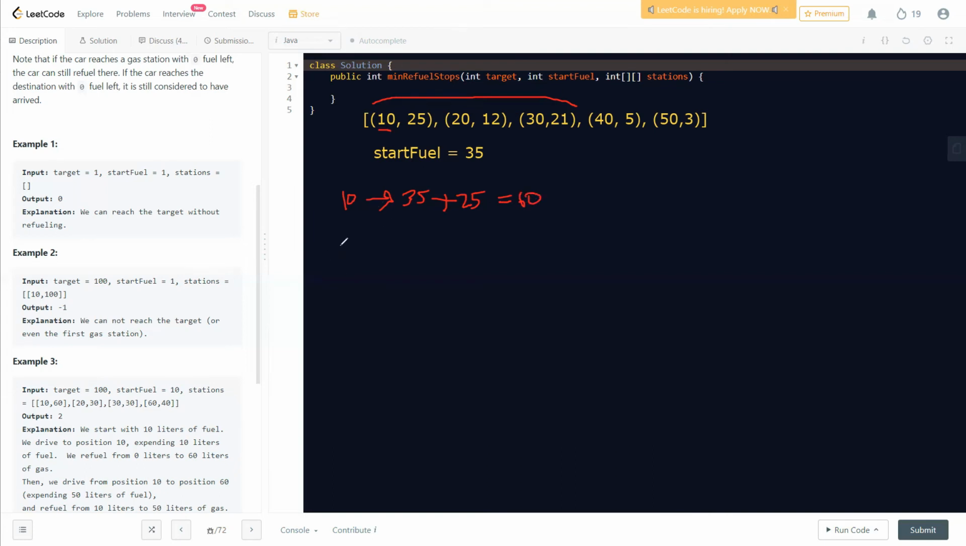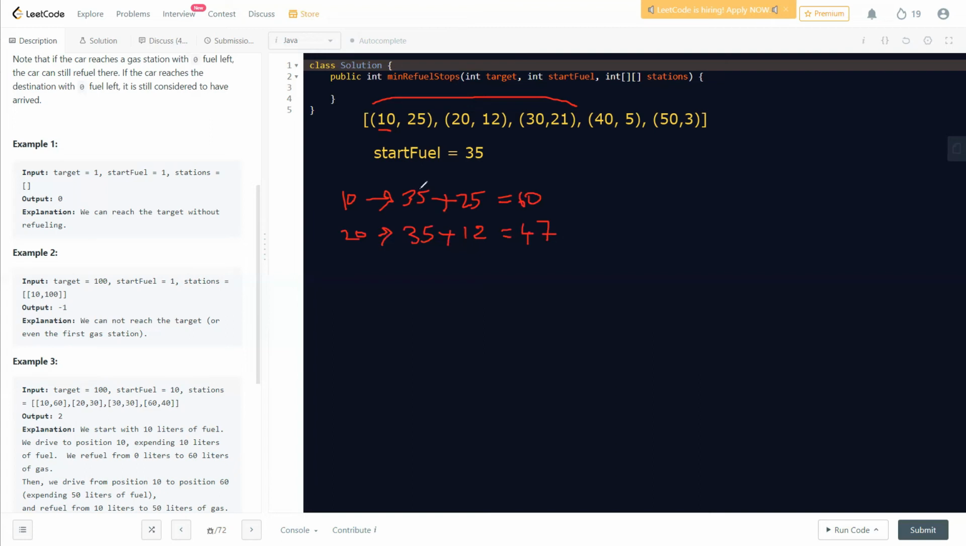If we make a stop at 20, fine, like with this 35 we can make a stop at any of the three. So if we make a stop at 20, what is the maximum distance we can reach? We had 35 initially, fine. With the 35, we got 12 liters of fuel. So we can reach a distance of 47. 47 miles can be the max we can reach, fine.